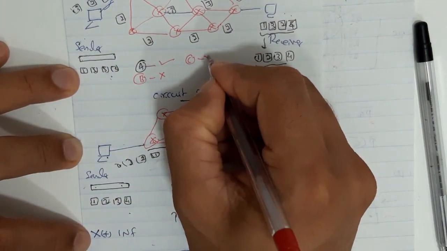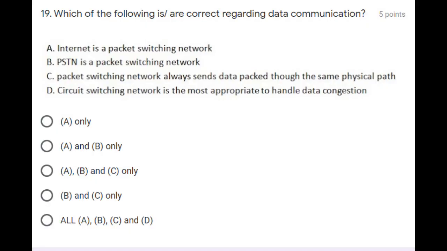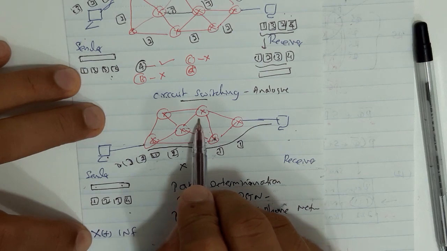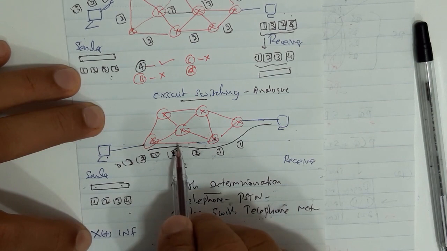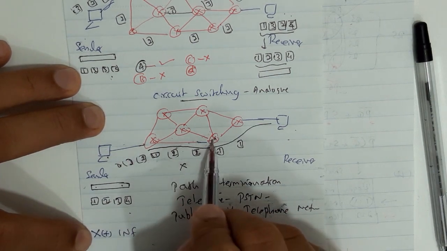Then statement D, circuit switching networks are the most appropriate to handle data congestion. Data congestion, data traffic? No, why? Though the traffic is increased, it can't change the path. Then that's also false. Answer should be A only.